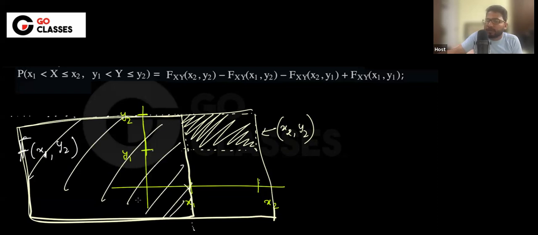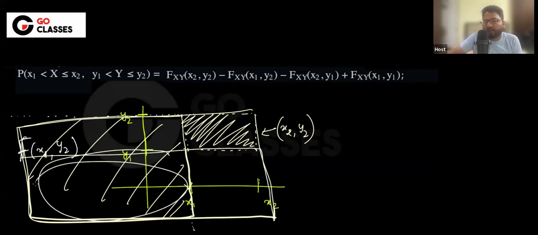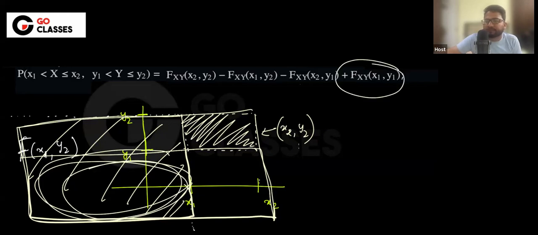You can remove this, but you also have to remove this particular portion. What is this portion? This is till x2, right? Till x2 and y1 you can remove. But if you remove this, then this x1, y1 is removed twice. So that's why you need to add this once.